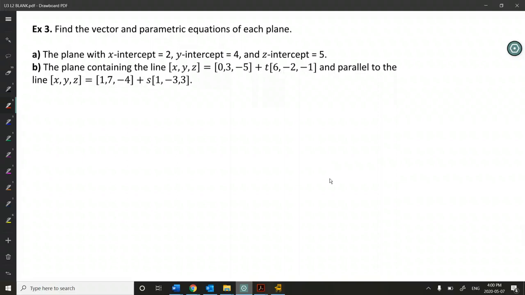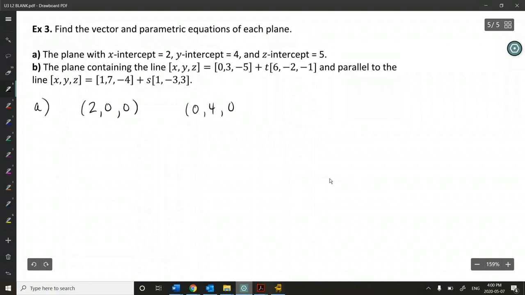Okay, let's take a look at one final example here. Our third example is a plane with x-intercept 2, y-intercept 4, and z-intercept 5. We are going to find the vector and parametric equations. So let's just write out our points to start. We have 2, 0, 0. We have 0, 4, 0. And 0, 0, 5. So you're going to choose one of these as your position vector or your r0 vector.